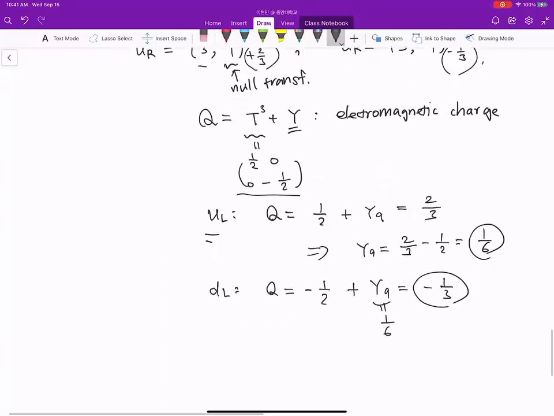Similarly, the right-handed quark doesn't transform under SU(2). So for T3 there's nothing, you don't count it. So the hypercharge is the hypercharge of the right-handed quark, which equals the electromagnetic charge.